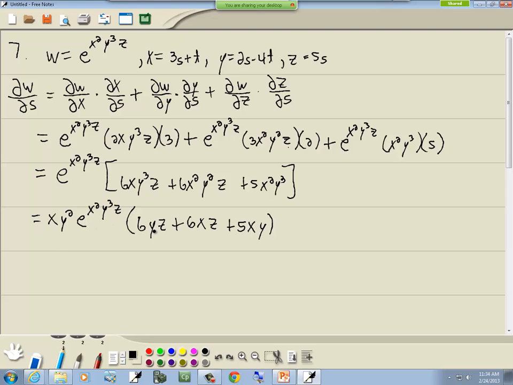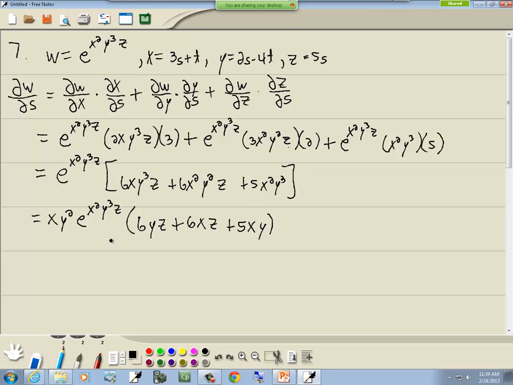Let me double check that. Okay, so if I multiply it back through, I'd have x y to the third z, and I'd have x squared y squared z. I'd have x squared y to the third. Okay. Now I'm not going to actually simplify this. I'm not that much of a glutton for torture.